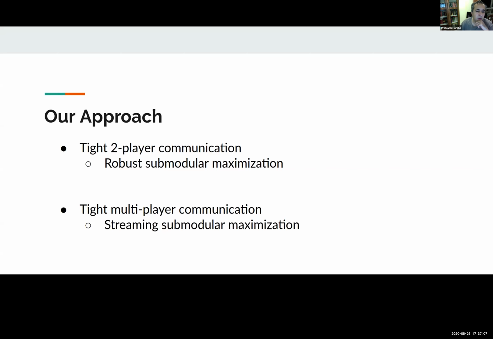Could you please give a high-level overview of the techniques used in the tightness proof in the two-player setting?